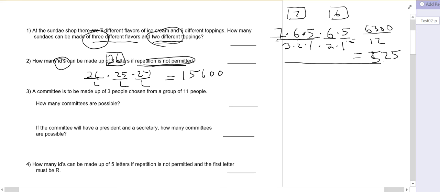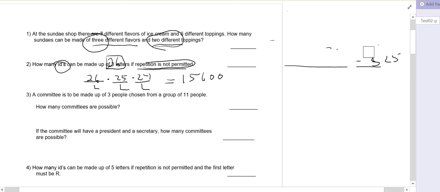I'm going to erase this stuff up here so I have room, okay? You have it now. You can always rewind the video, right? Okay? That's what you can do.